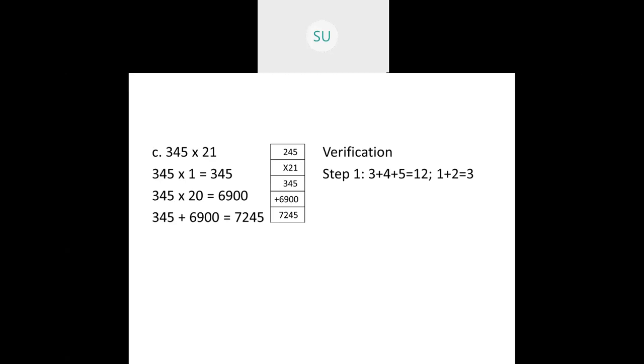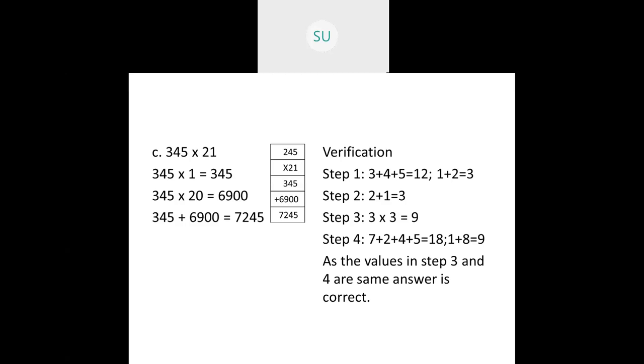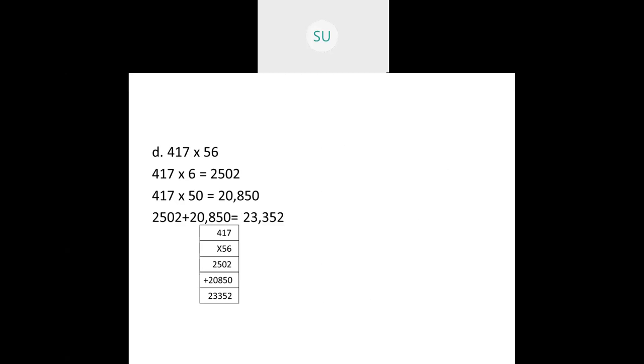For verification also, first you do 3 plus 4 plus 5, that is 345, you add all the digits, you'll get 12. So 1 plus 2, 3. Okay. Then the digit sum of 21, 2 plus 1, 3. Then 3 into 3, you get 9. And we add the digits of the product. So 7 plus 2 plus 4 plus 5, you get 18. So 1 plus 8, 9. So both are 9. So your answer is correct. That is 7245. So these are the problems. Okay, so this is the D problem.